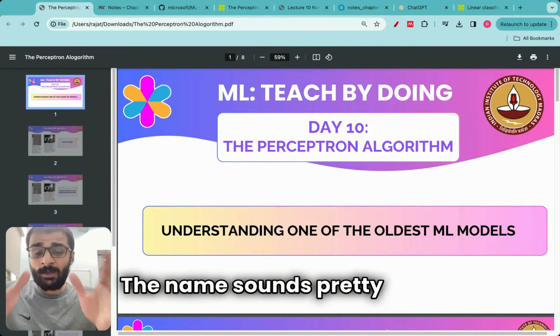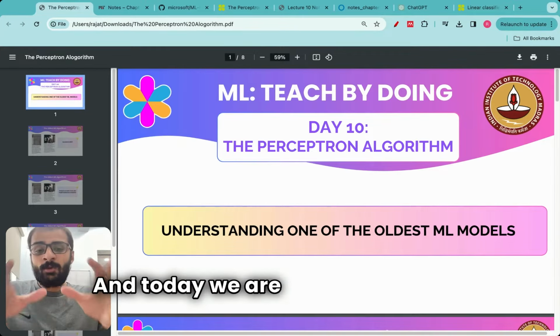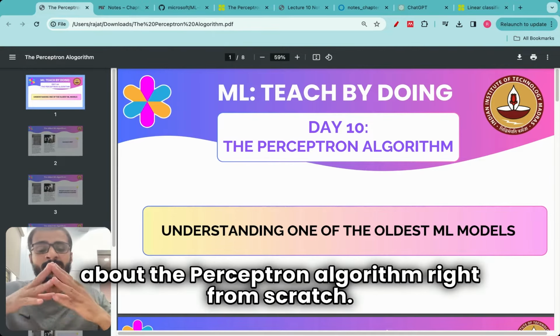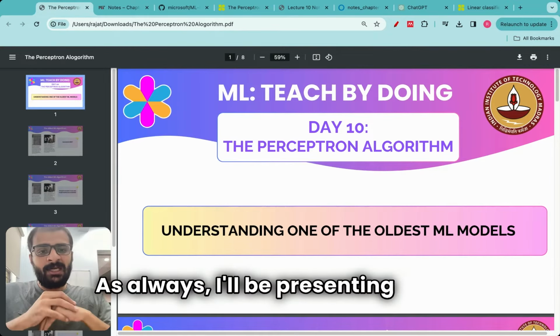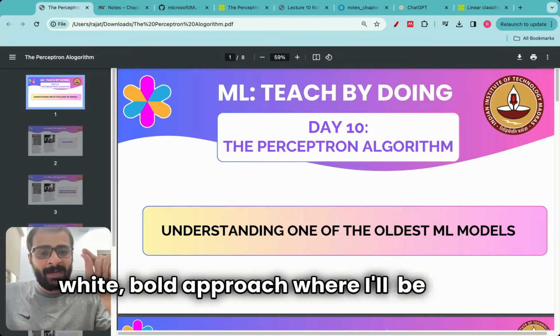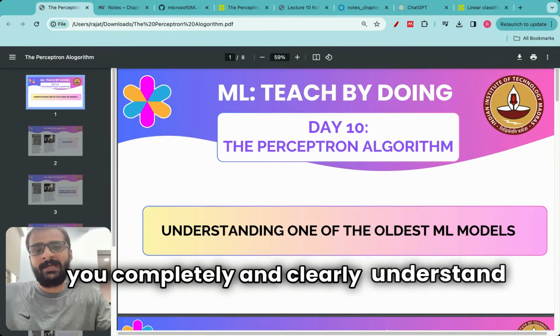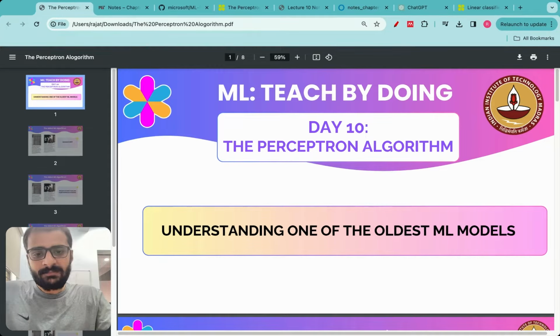The name sounds pretty cool. And today we are going to learn all about the Perceptron algorithm right from scratch. As always, I'll be presenting with a whiteboard approach where I'll be writing everything in front of you so that you completely and clearly understand this algorithm.